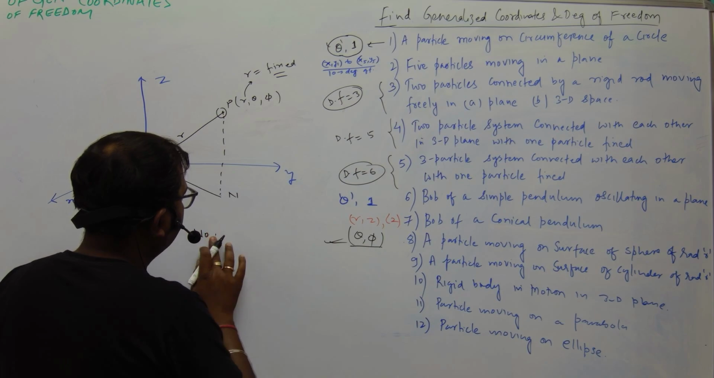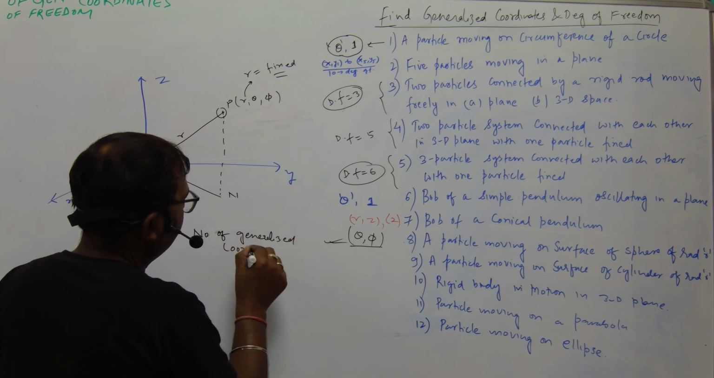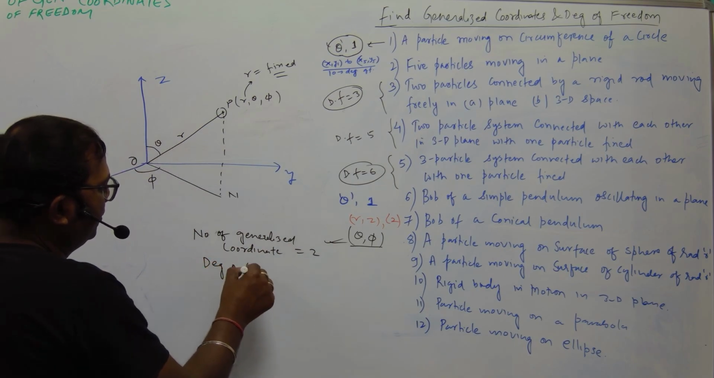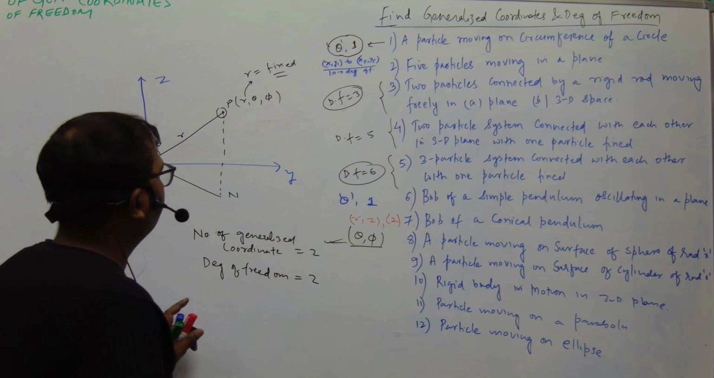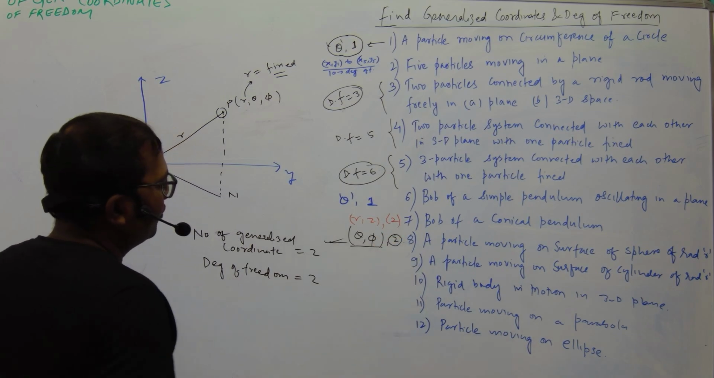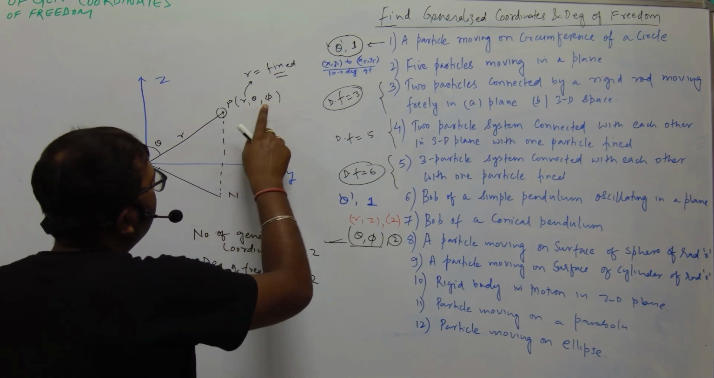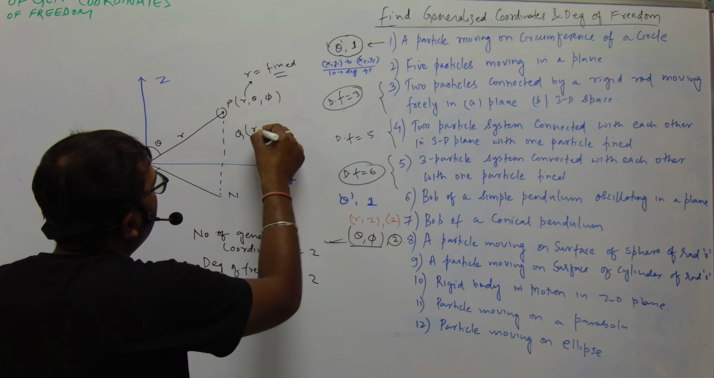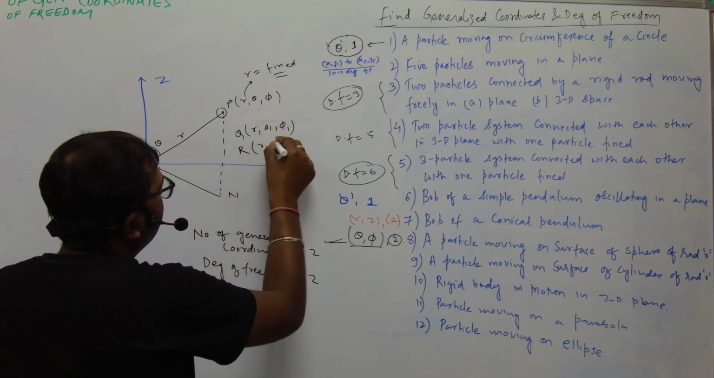So the number of generalized coordinates is equal to the degree of freedom. In this particular case, a particle moving on the surface of a sphere, the degree of freedom is 2. In how many ways is the position of the particle getting changed? In 2 ways. On changing the value of theta and on changing the value of phi, the position of the particle is getting changed. Suppose the particle at point Q is r, theta 1 and phi 1, and at the other point the coordinates are r, theta 2 and phi 2.